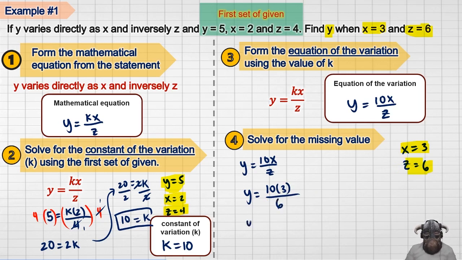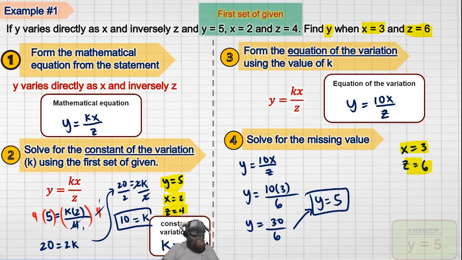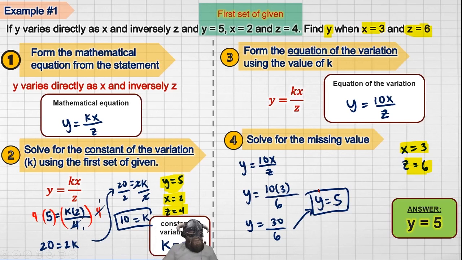So, let's just simplify. 10 times 3 is equal to 30 over 6. Dividing 30 by 6, y is equal to 30 divided by 6, which is equal to 5. So, the value of y will be equal to 5.